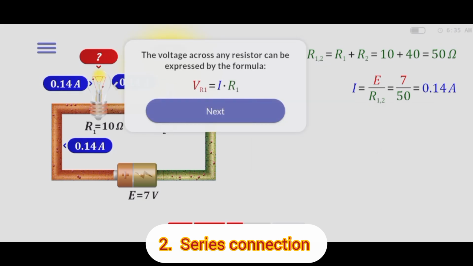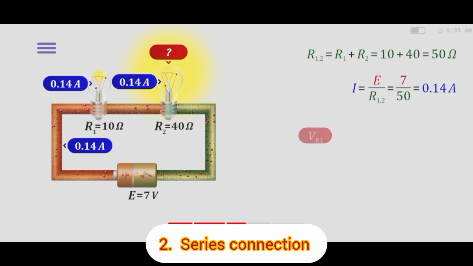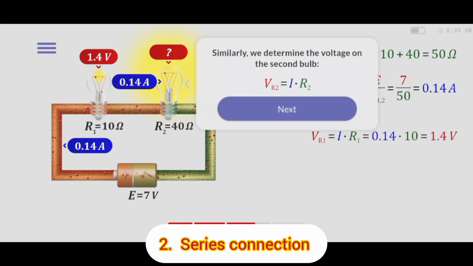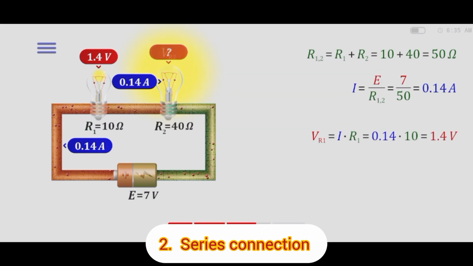What will happen if the resistances are different? Similarly, we determine the voltage on the second bulb. Another fact: the sum of the voltages on the bulbs is always equal to EMF. Later, we will name this fact Kirchhoff's second law.